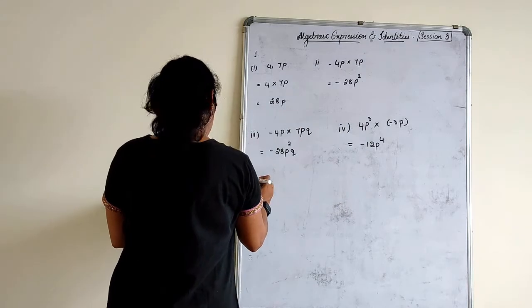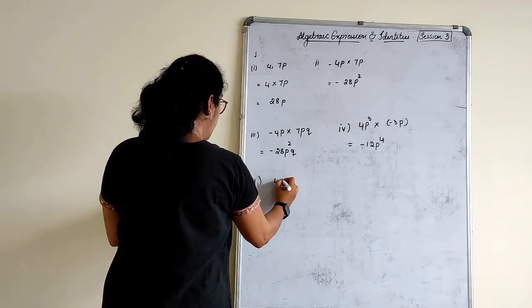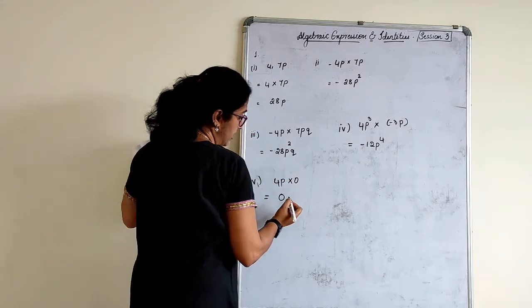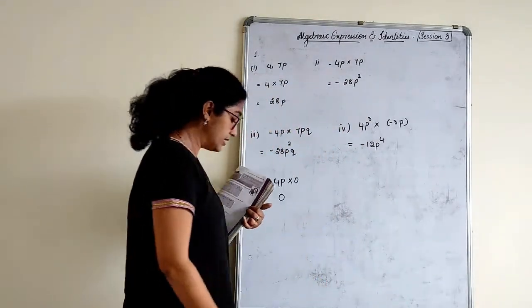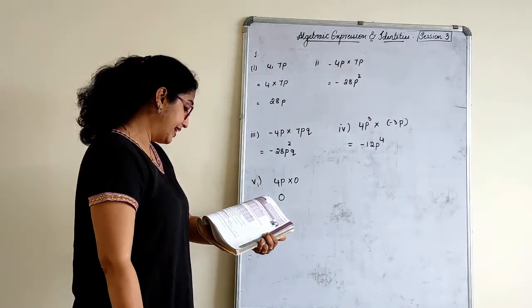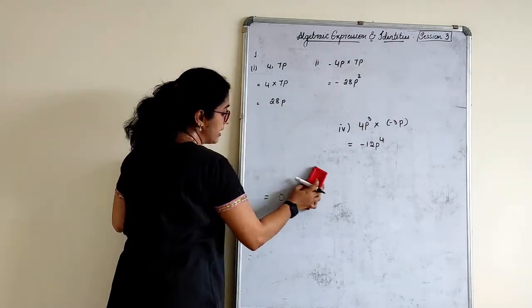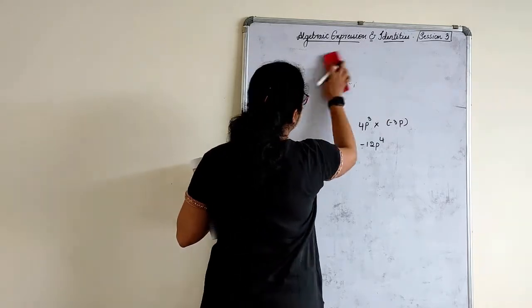Fifth one, 4p into 0. Any number when you multiply by 0, the answer is 0. So quite simple it is. Now the next one we have, find the area of the rectangle. They have given us the dimensions as length and breadth. So what we have to do? Just multiply them and write the answer.